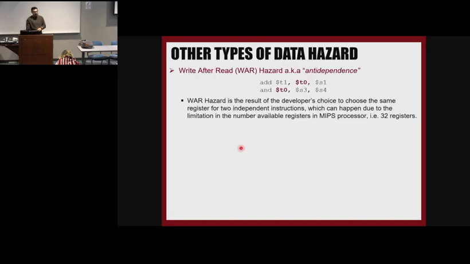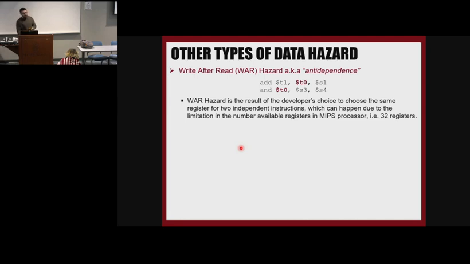Stalling, forwarding, we already talked about this. So now, all the dependencies that I talked about so far are read after write dependencies, or RAW. Okay, read after write. We want to read a register after it is written, and that causes a dependency. Makes sense, right? But there are other types of data hazards that we want to quickly talk about because it's important for the thing that we're going to talk about after this.